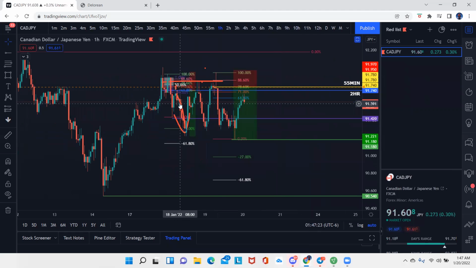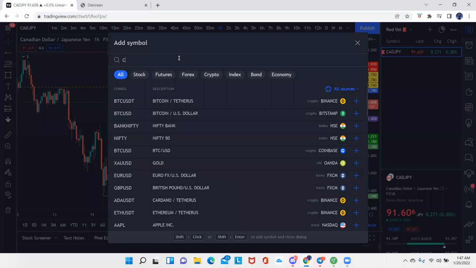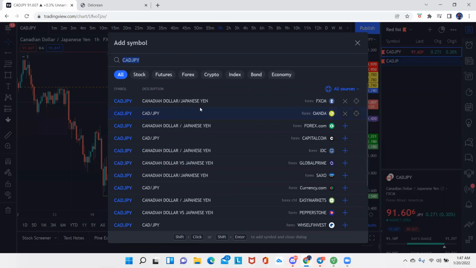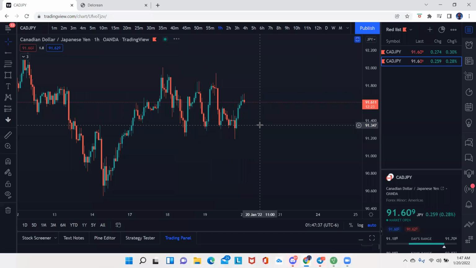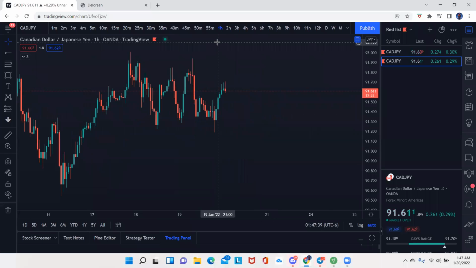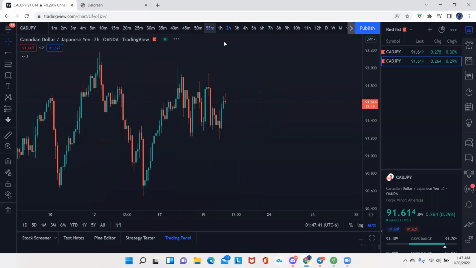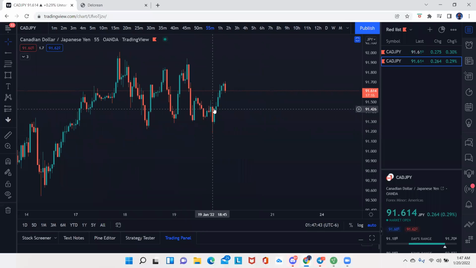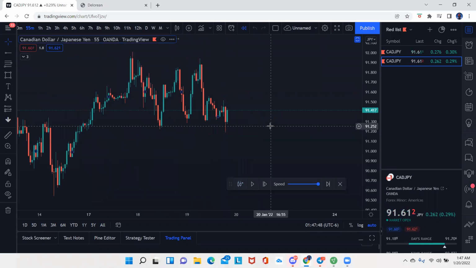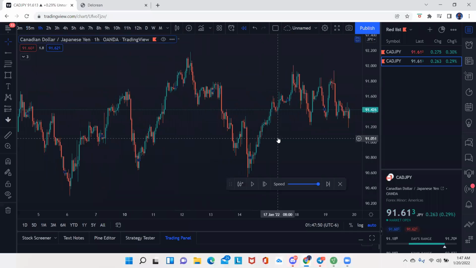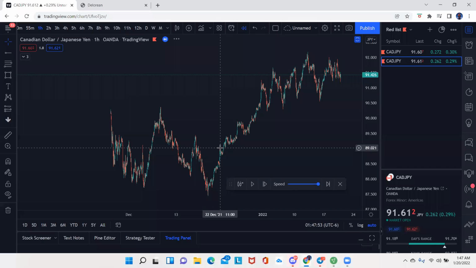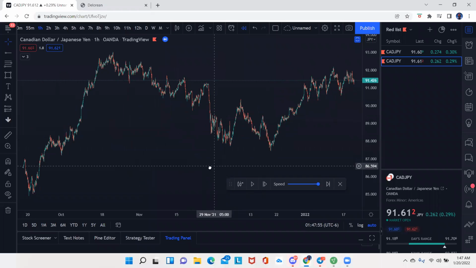So CAD JPY, let's go over CAD JPY real quick. I'll get rid of all this later. All right, but so CAD JPY, right? 55 minutes. So it was like up in here when I called it out. So let me use that replay tool. So somewhere up in here. All right. So let's start off on that 1 hour. So same concept. We're going to look for the same, what did I say? Same four confirmations.